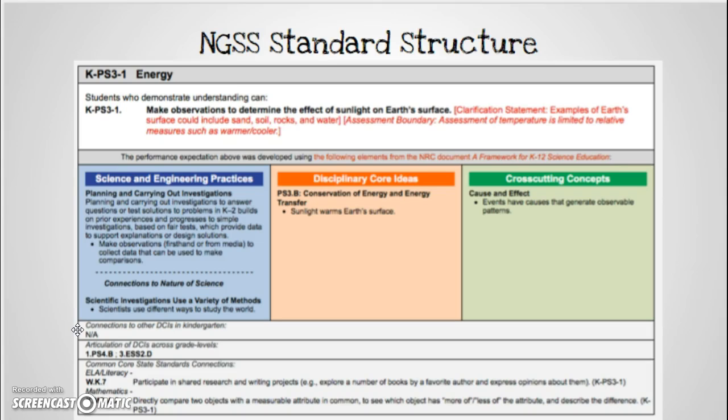The next part down is the articulation of the DCIs across grade levels. So that is when this same topic is going to be discussed in another grade level. Here it's going to be discussed in first grade and in third grade again. So it really helps to see where they're going to be going and also where they've been, depending on what grade level you have. And then finally, this is one of my favorite parts, where it integrates the Common Core standards and shows you those connections. It's already done that work for you, which is really great.